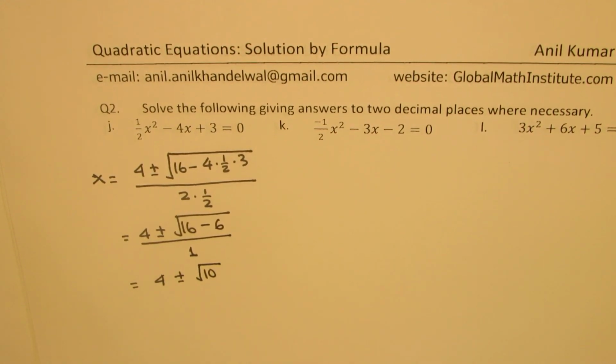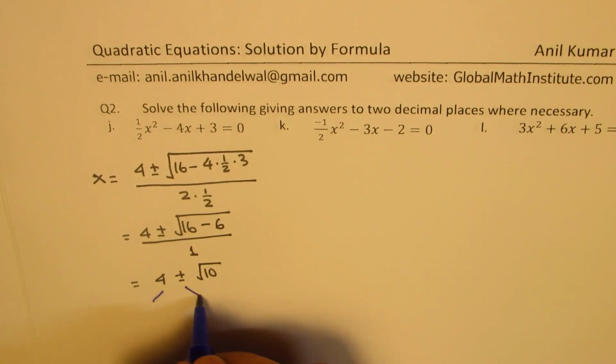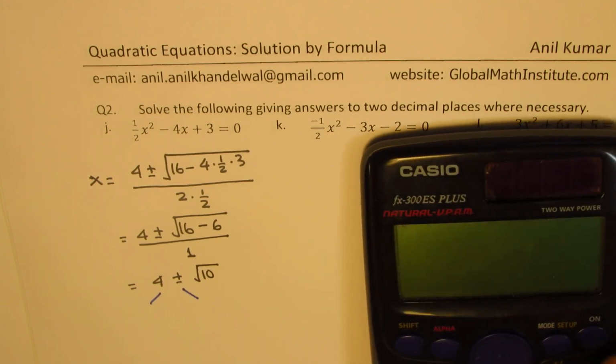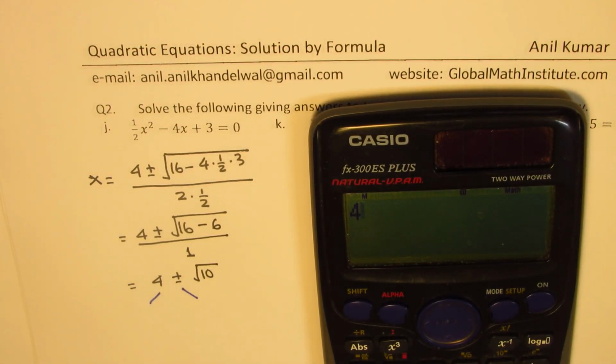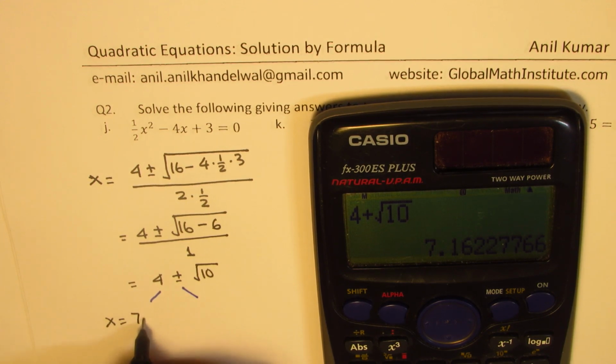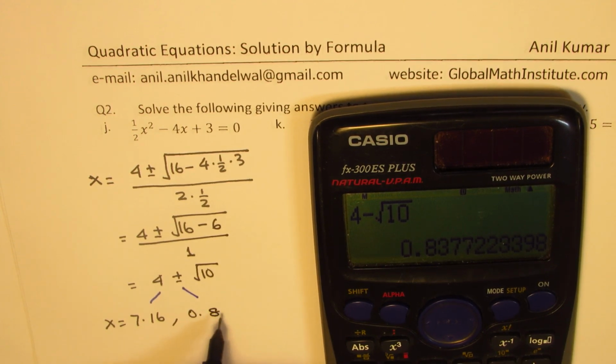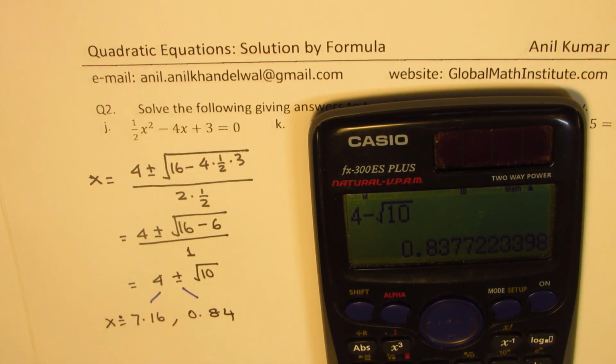So we have two solutions. Let's figure this out. So the first one here is 4 plus square root of 10, which in decimals is 7.16. And the other value is 4 minus square root of 10, which in decimals is 0.837, which will be rounded to 0.84. Perfect.